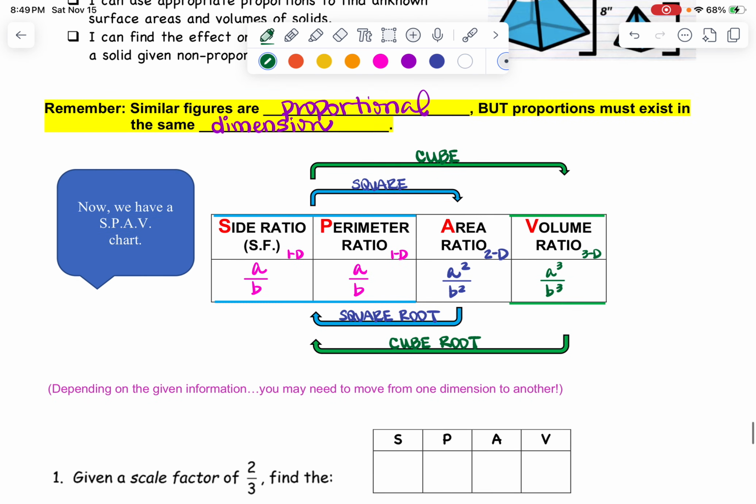Now, you might be asking yourself, what do I do if I'm given an area ratio and I want to go to volume? Well, you have to follow the arrows. If I'm in area, I would need to square root to get back to 1D and then cube to get up to 3D. So you're just going to follow the arrows to get your ratios.